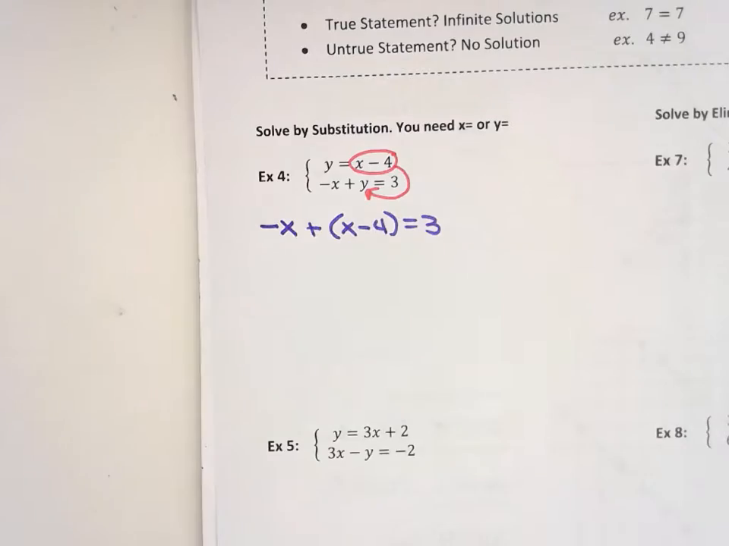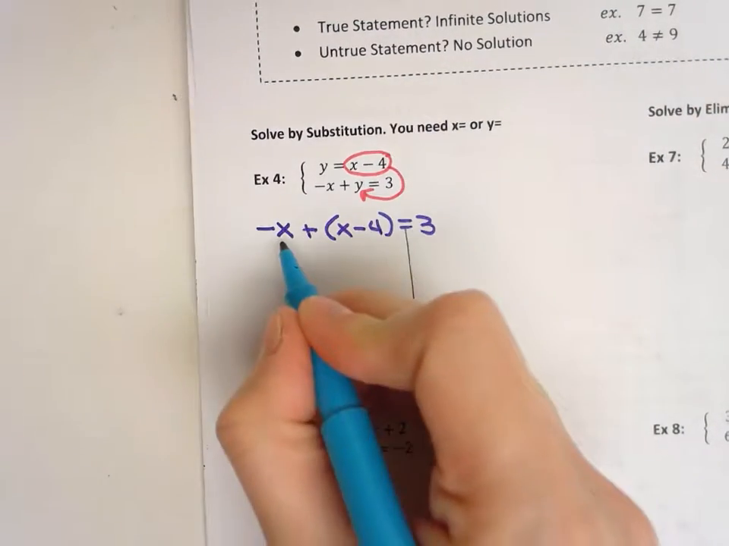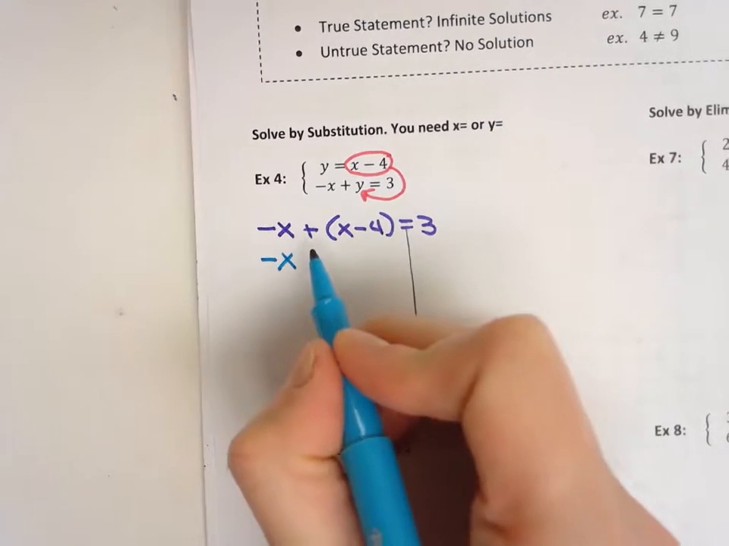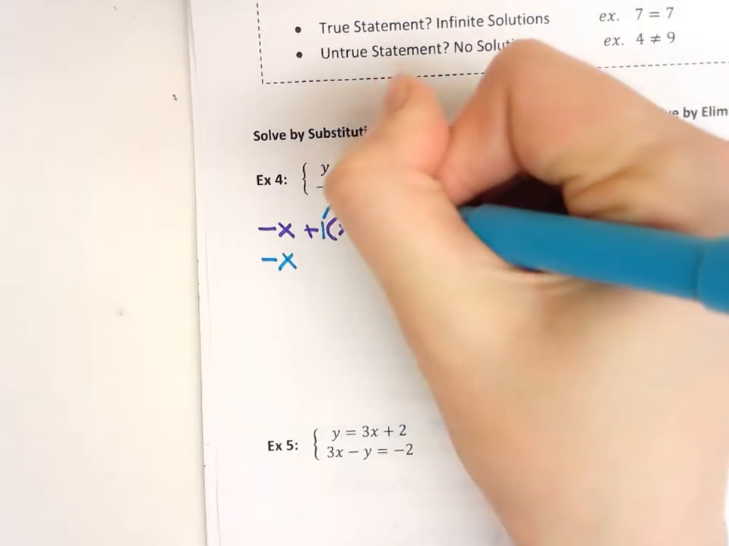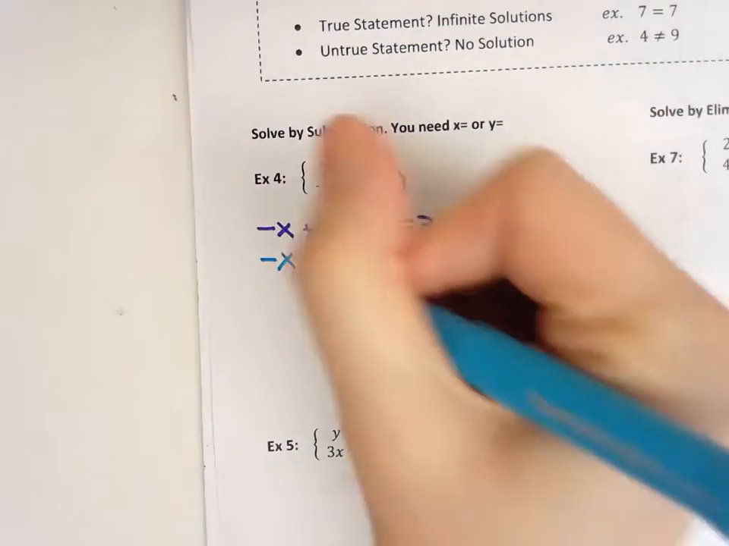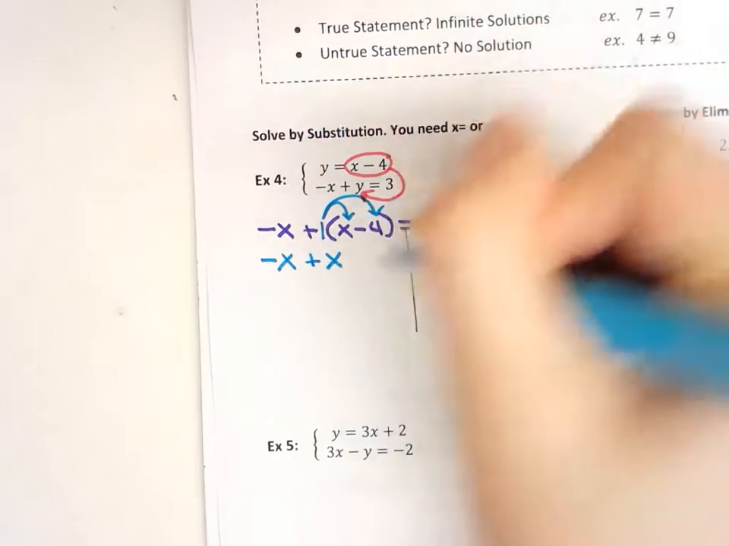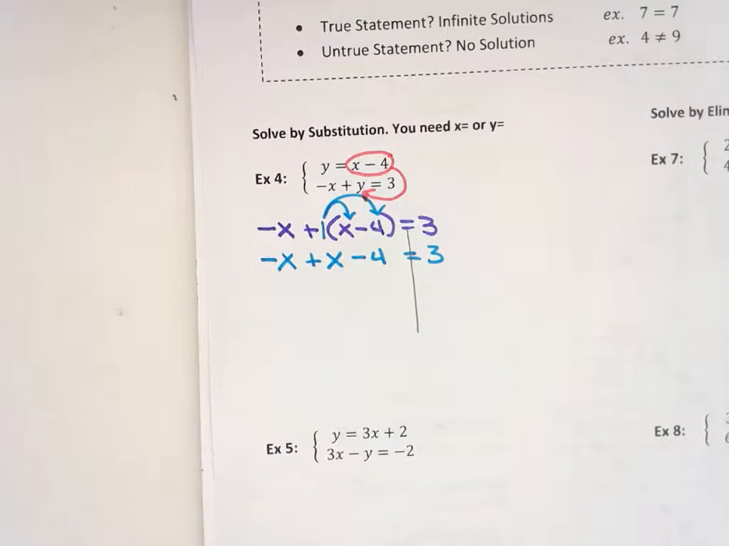Once you plug this in, you just need to do distribution and combining like terms. The negative x is not touching the parentheses, so it moves down. There is a plus sign in front of the parentheses, which means positive 1, so I can multiply. Positive 1 times x is positive 1x, and positive 1 times negative 4 is negative 4, and I bring down the rest of the problem.